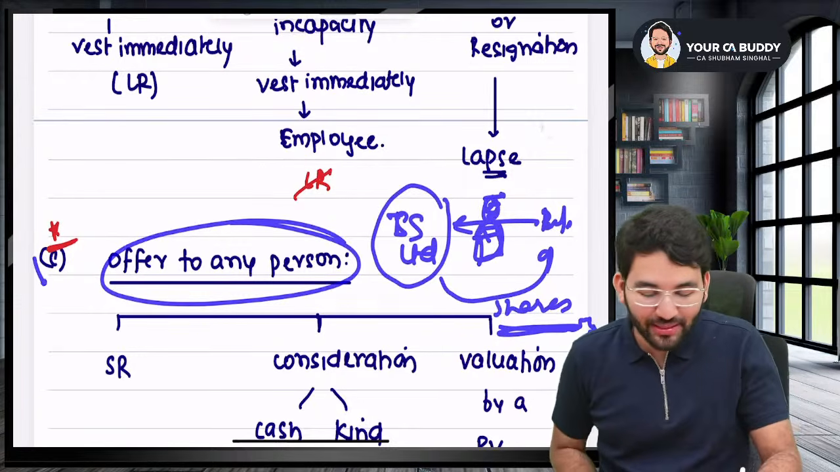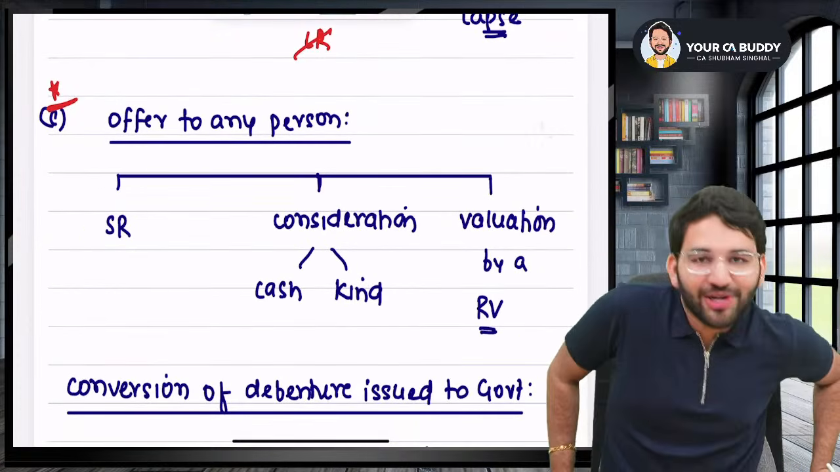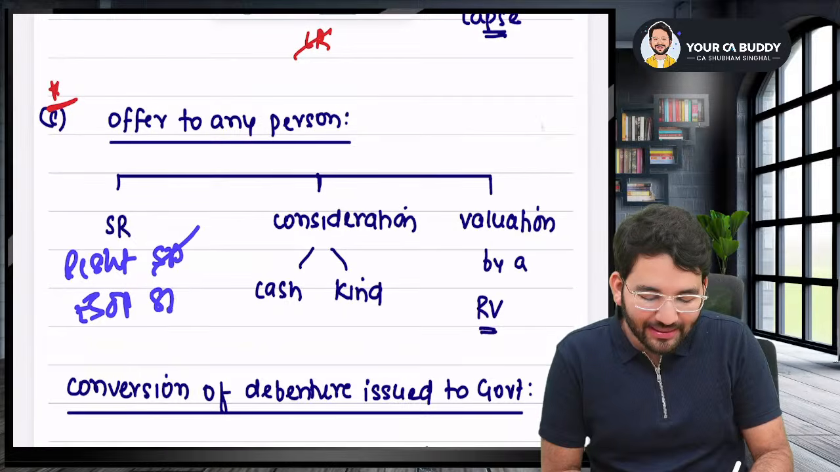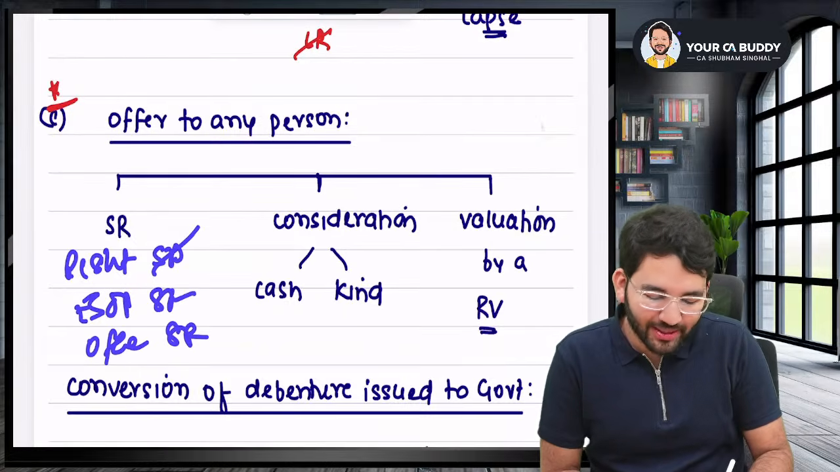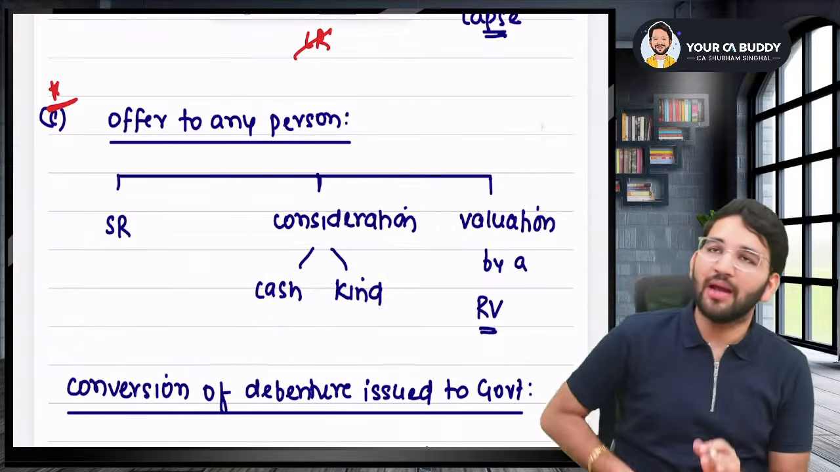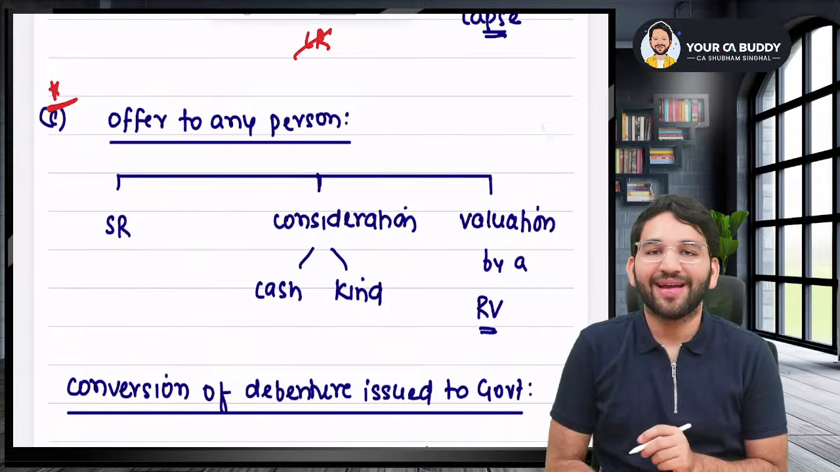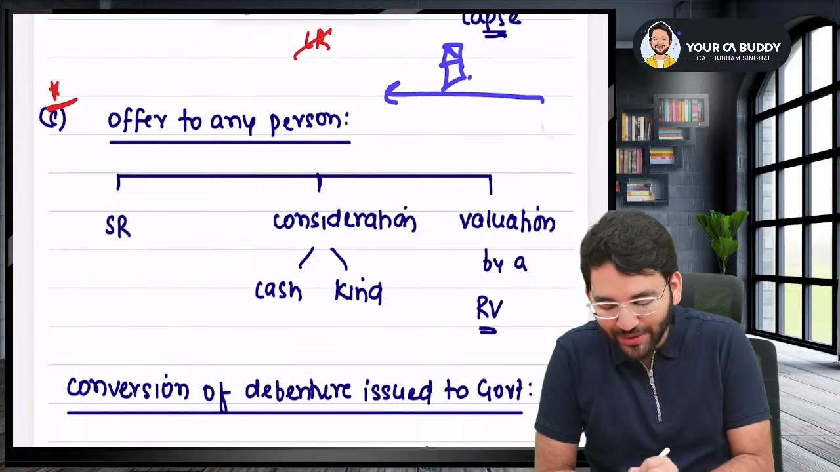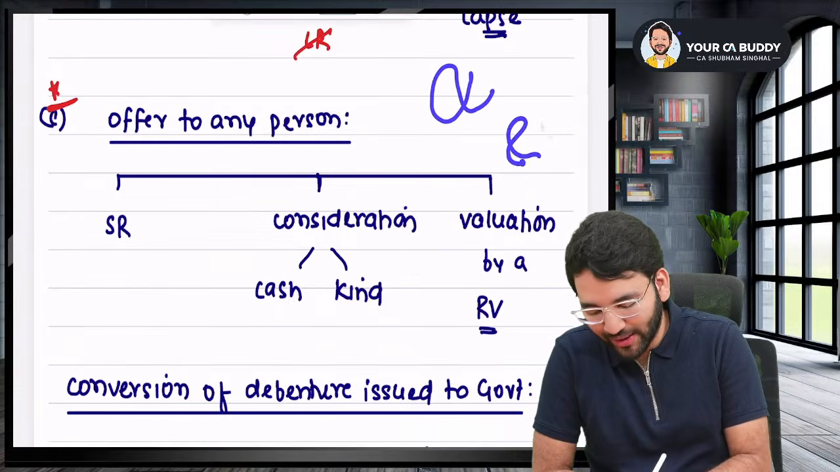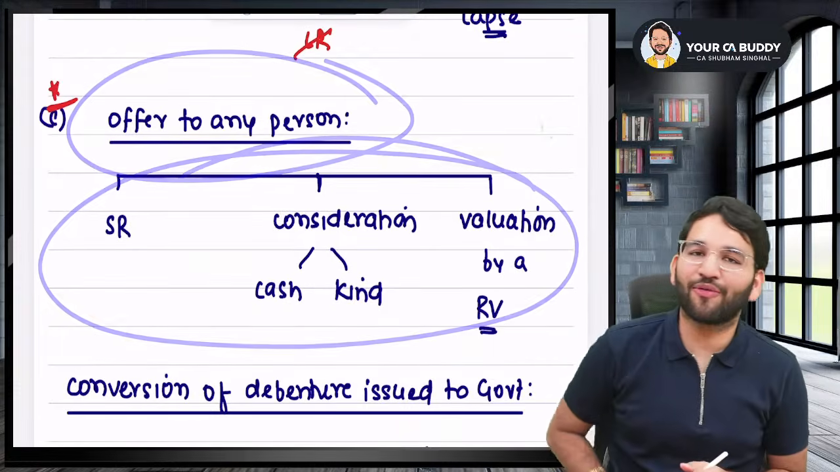If you are issuing like this, you fall in this category and you will have to comply with three conditions. Number one, pass a special resolution. Special resolution is mandatory. For rights issue, sir, there is no SR or OR. But for ESOPs, SR is required. For other issues, SR is required. Apart from that, there has to be consideration. It can be in cash, it can be in kind, that's okay. But there has to be a consideration, mandatory. And number three, valuation will be done by a registered valuer. As in, whatever property I'm getting, the valuation of that property will be done by a registered valuer. Are you getting my point? These are the three conditions that you have to satisfy when you make an offer to any other person.